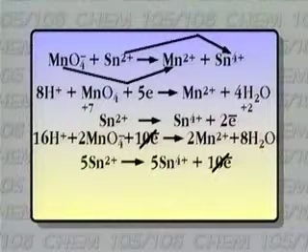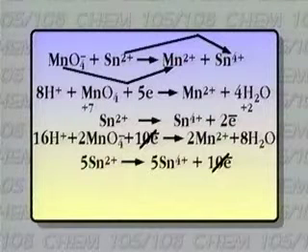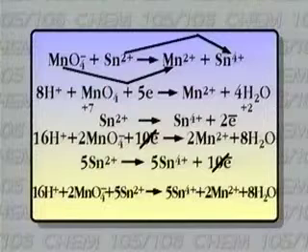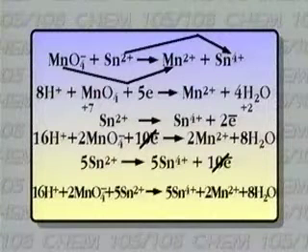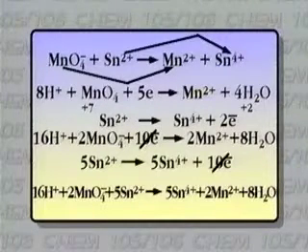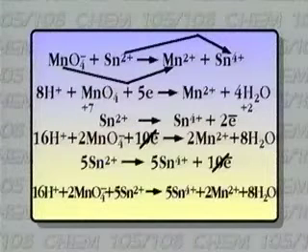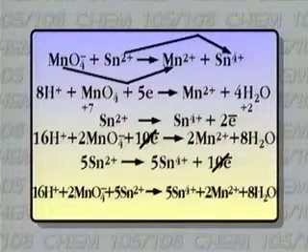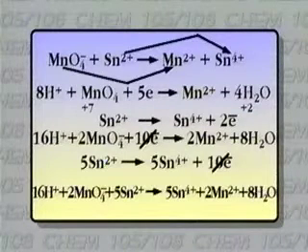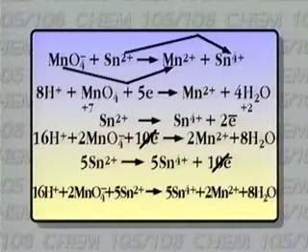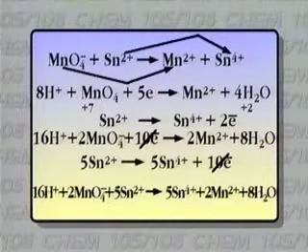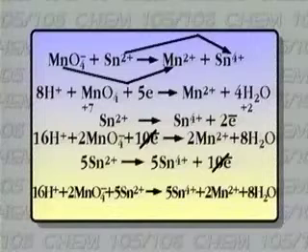So we can now add together, and so our final balanced equation is 16H pluses plus 2 MnO4 minus plus 5Sn2 plus yields 5Sn4 plus 2 Mn2 plus 8 H2Os.